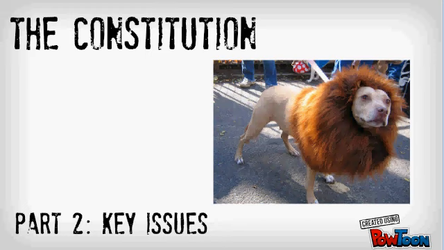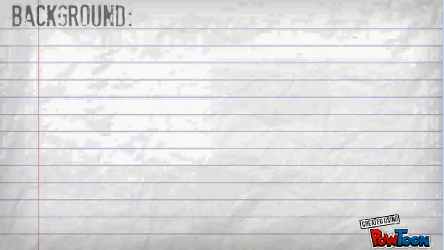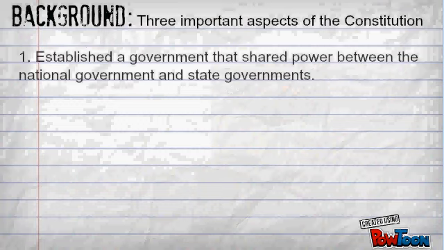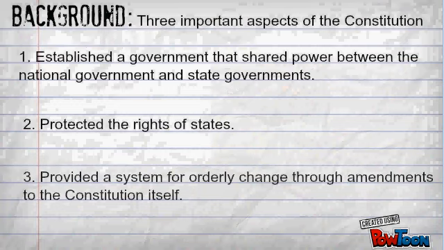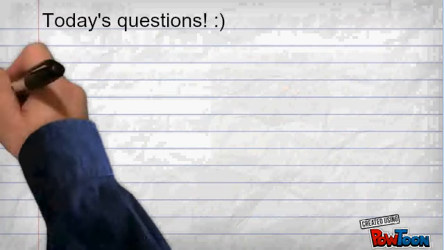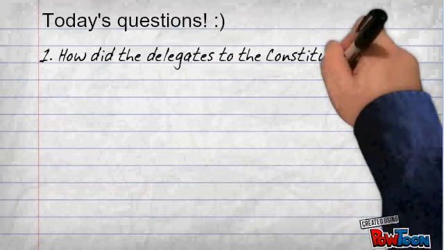Alright, Constitution, Part 2, Key Issues. You should know about the dog already. Background is the same as the last video. 3 important aspects of the Constitution: established government shares power with the states, protected rights, and provided system for orderly change through amendments. Today's questions also the same, so you should have already answered these.